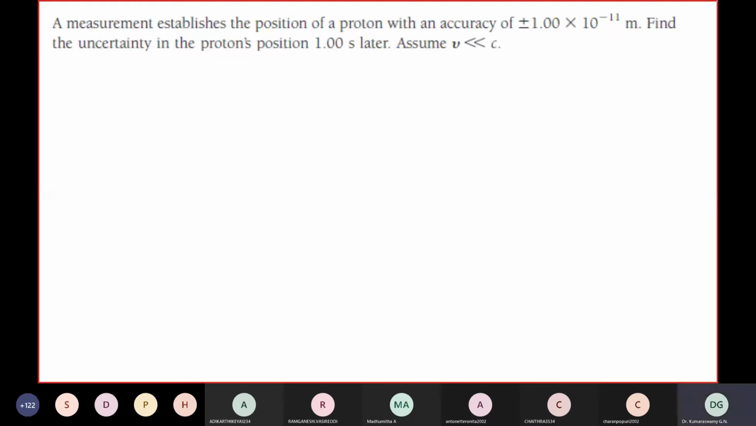A measurement establishes the position of a proton with an accuracy of plus or minus 1 times 10 to the power of minus 11 meters. Find the uncertainty in the proton's position 1 second later. Assume v is very much less than c.